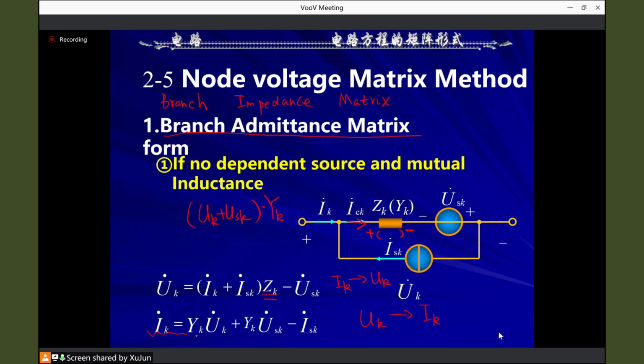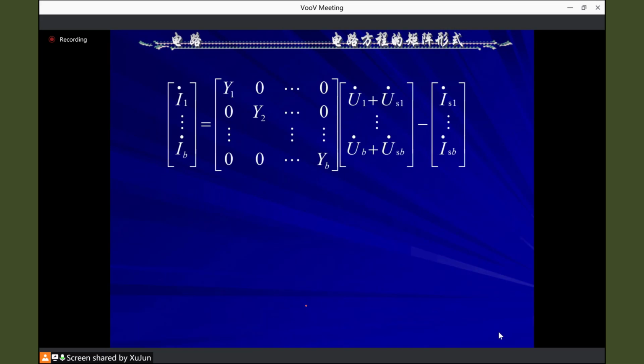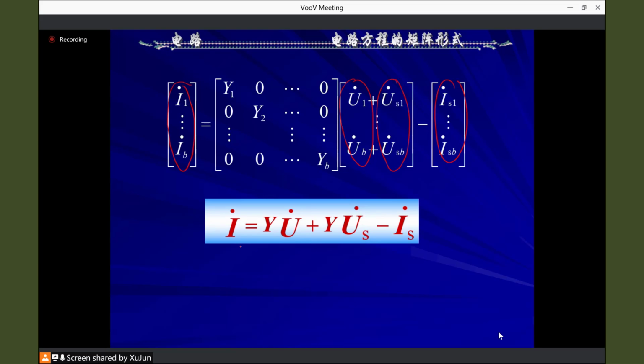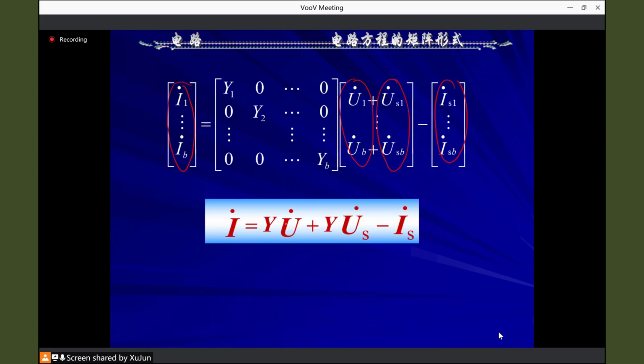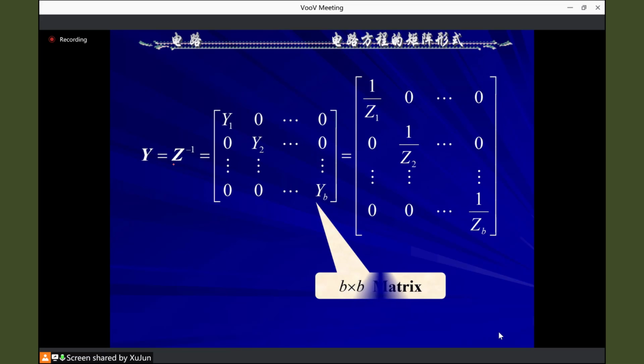When we write this function in matrix form, this matrix form, every branch source, branch current source expresses branch current. This is the matrix form, vector form. For the matrix Y, the matrix Y will equal the matrix Z inverse. Matrix Z inverse will be matrix B multiplied by the B matrix.